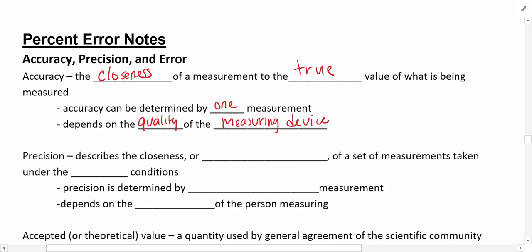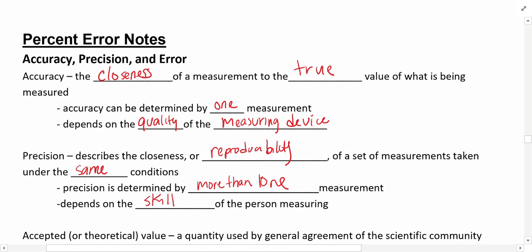Precision describes the closeness or the reproducibility of a set of measurements taken under the same conditions. Precision is determined by more than one measurement, and it depends on the skill.